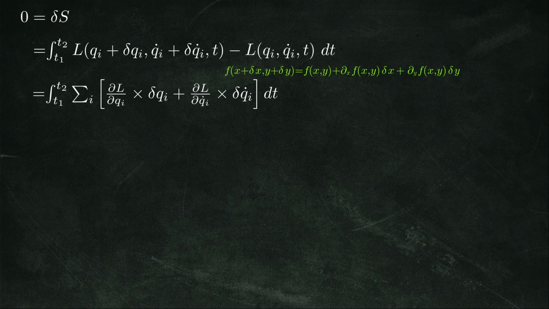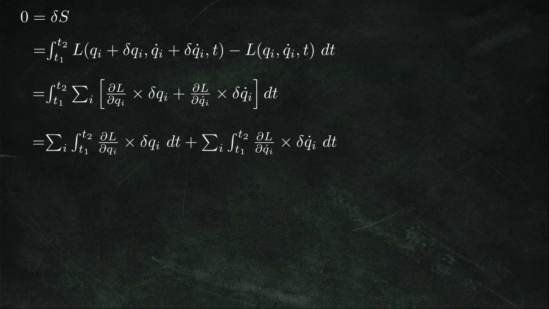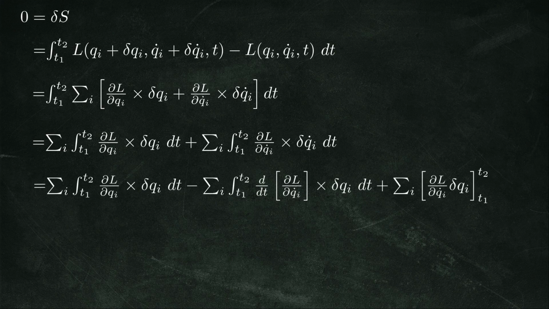Except it's not of two variables, it's of both position and velocity, and in fact there's potentially several positions and several velocities. Hence there is that sum out the front. To get to the fourth line, all we've done is expand the brackets and pull the sum out the front. To get to the fifth line, what we've done is integrate that last term in the fourth line by parts. And I've put the by parts formula up on the screen. Except here, because we're integrating with respect to t, the prime is the same as the dot.